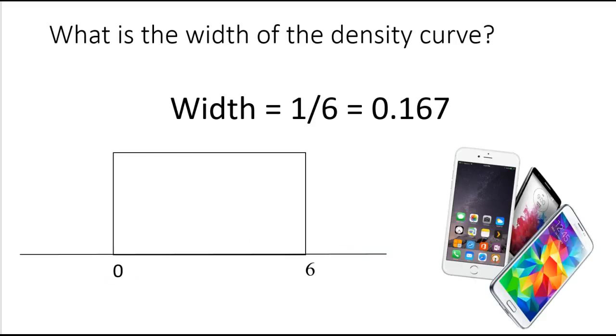So the first question is, what is the width of the density curve? Well, again, we know since this is a density curve, the area inside of this curve must be equal to 1. So if our length here is 6, that tells me my width must be equal to 1/6 in order to give me an area equal to 1.